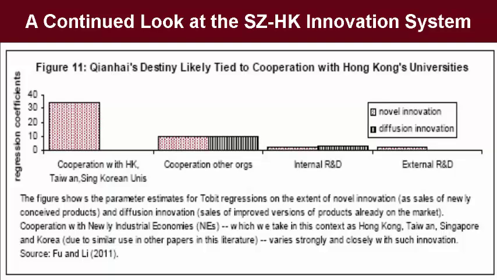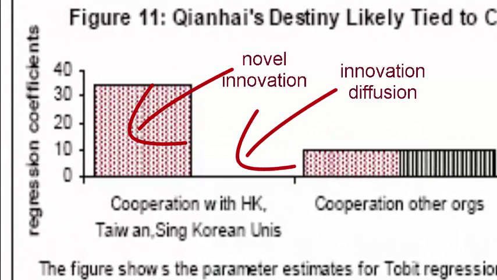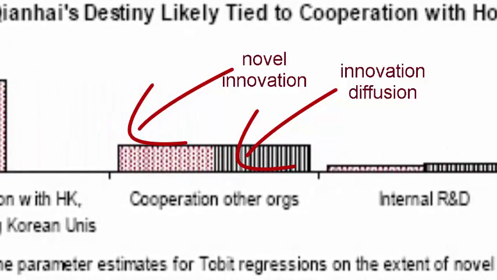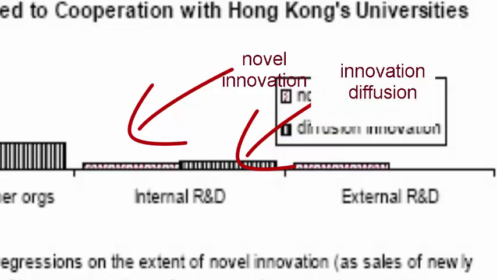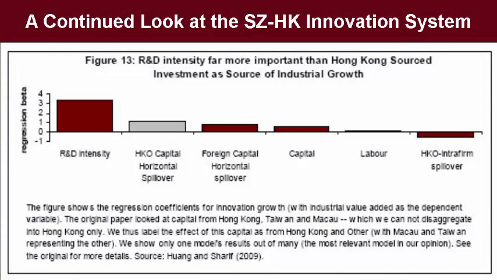Fu and Li run regressions trying to explain novel innovation and the diffusion of innovation in the region. And what they find is that Shenzhen companies' cooperation with Hong Kong, Taiwan, Singapore, or Korean universities leads to a significant bump in novel innovation. Cooperation with other organizations leads to a much less pronounced increase in such innovation, and the returns to both internal R&D and external R&D remain relatively mitigated. Yet other data appear to contradict these trends.